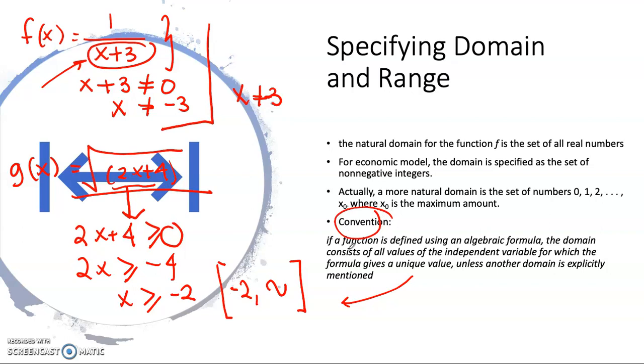That's all about function and the basic terms in function and how to specify the domain and range.